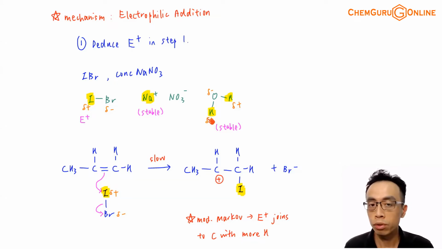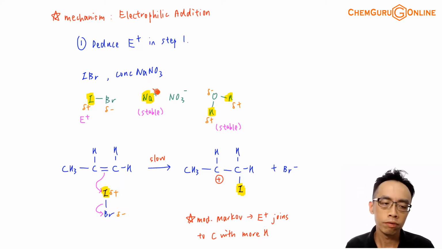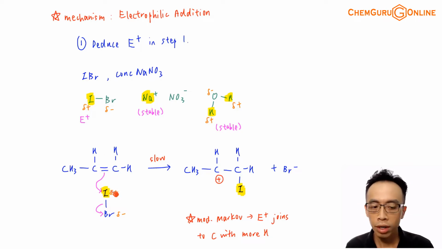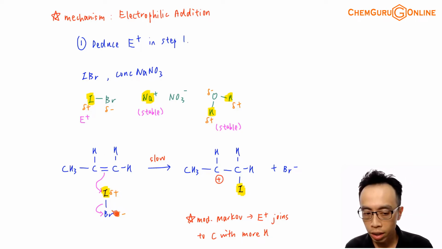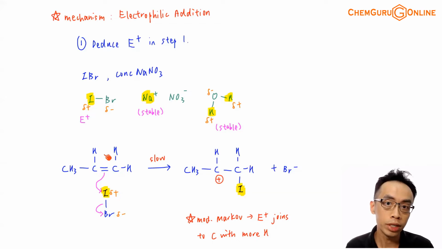So therefore, the only species that can function as an electrophile in this sample involving IBr and concentrated NaNO3 is iodine. And therefore, we should be able to draw out the mechanism involving the first step, where my alkene carbon attacks the iodine, which has a partial positive charge, and you break the I-Br bond and both electrons go to Br, we form a bromide anion. Iodine will join to my alkene carbon.